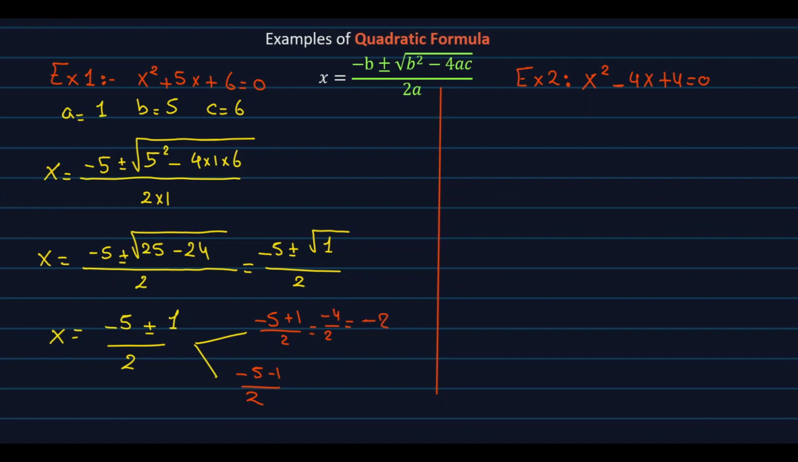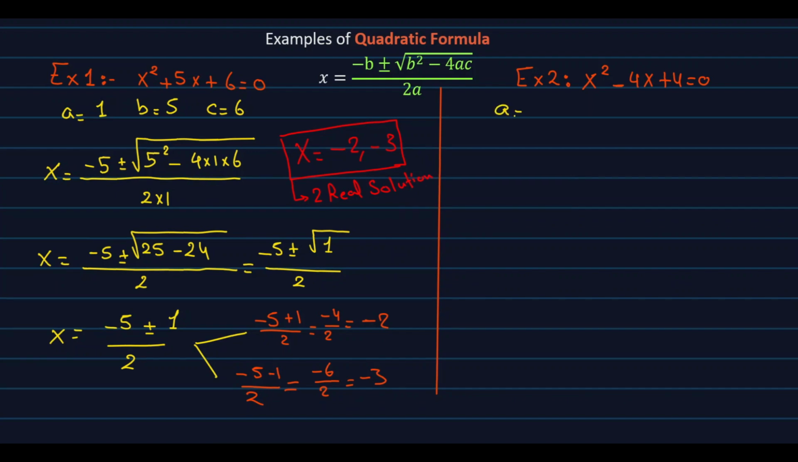And here we're gonna have negative 5 minus 1 equal to negative 6 over 2, which is equal to negative 3. From the first equation, we're gonna have x is equal to negative 2 and negative 3. And from this solution, we are having two real solutions. Next one. We are having x squared minus 4x plus 4 is equal to 0.